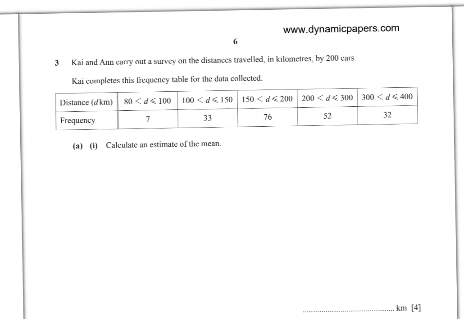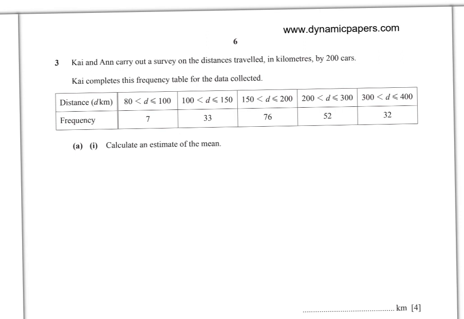Question number 3. Kai and Anne carry out a survey on the distance traveled in kilometers by 200 cars. Kai completes this frequency table for the data collected. Calculate an estimate of the mean. To find the mean, we need to find the middle value for each class, then multiply the middle value by the frequency, then divide by the total frequency, which is 200.